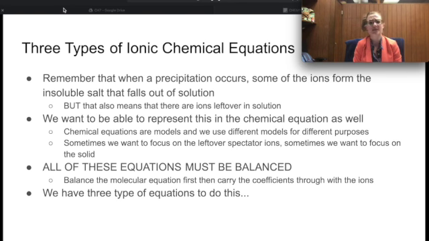So we want to have different models, just as we have different chemical equations as models. We use different models for different purposes. So sometimes we want to focus on the leftover spectator ions, and sometimes we want to actually just focus on the solid itself.